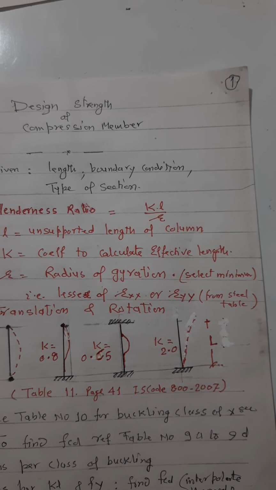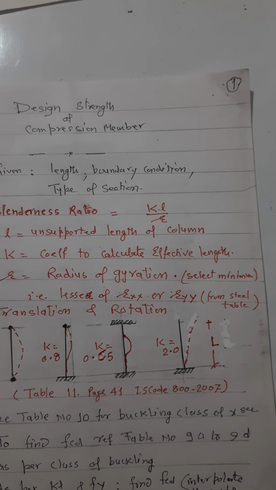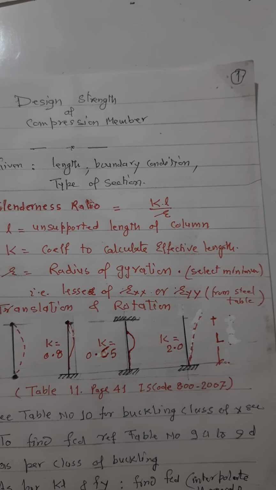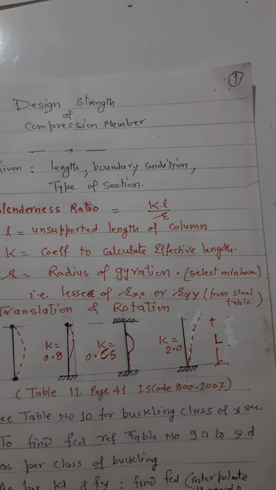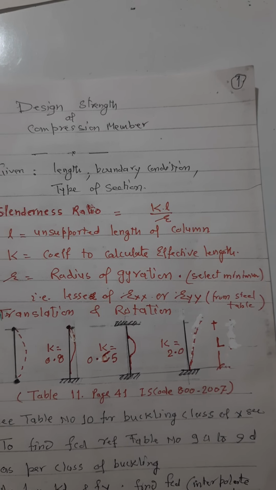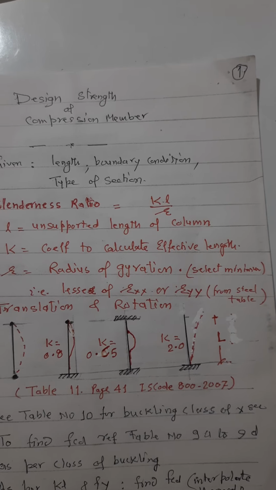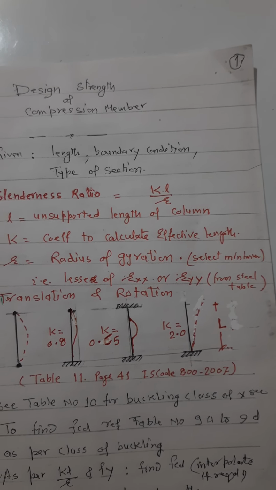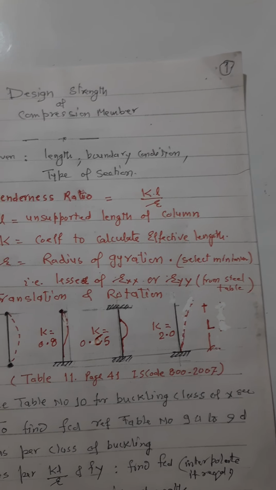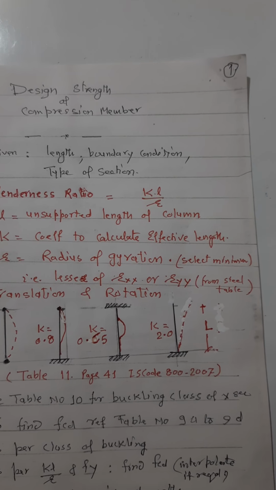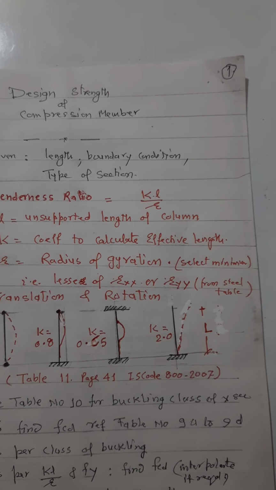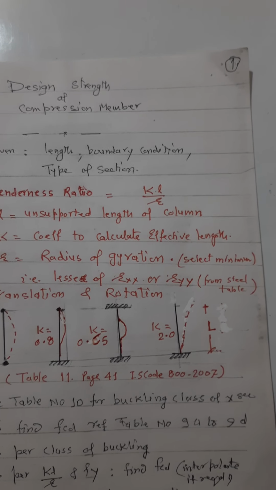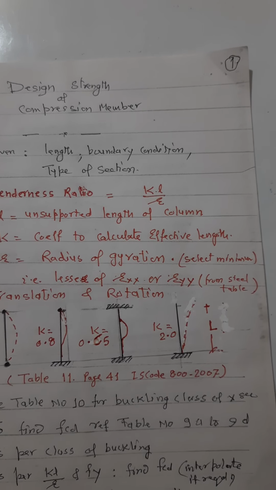the effective length of the column divided by the minimum radius of gyration should not be greater than 180. That is the restriction given in the code also. Under any circumstances, if KL upon R minimum exceeds 180, then you will have to change the section.